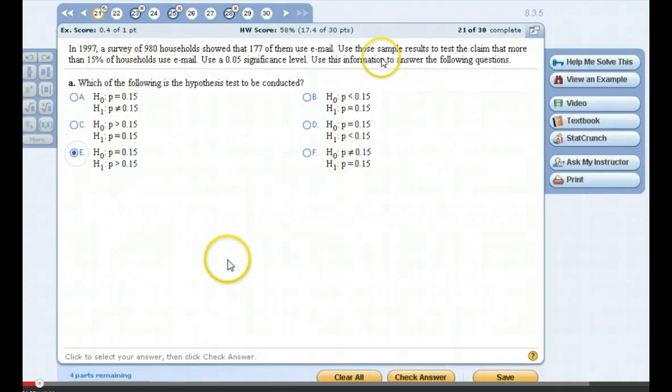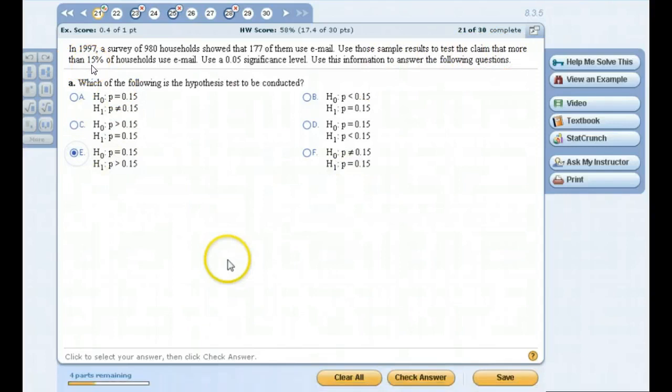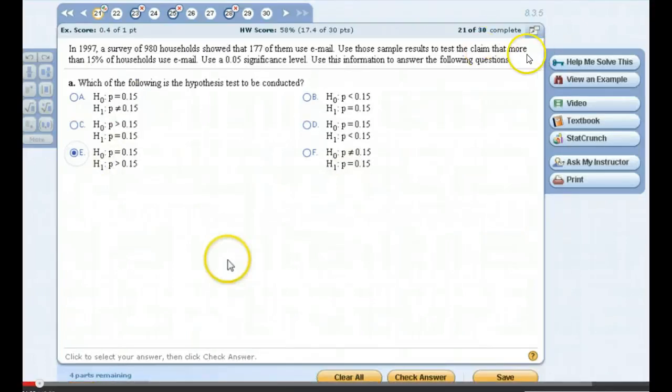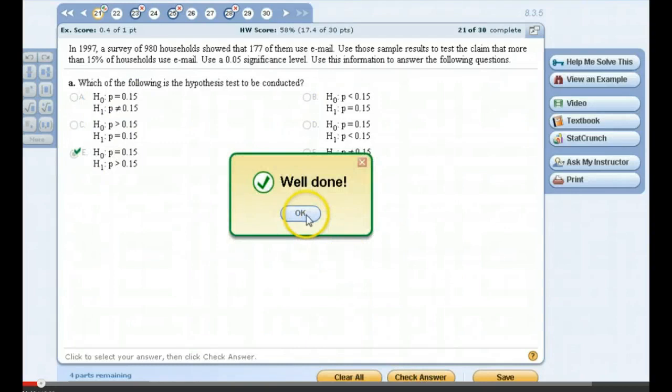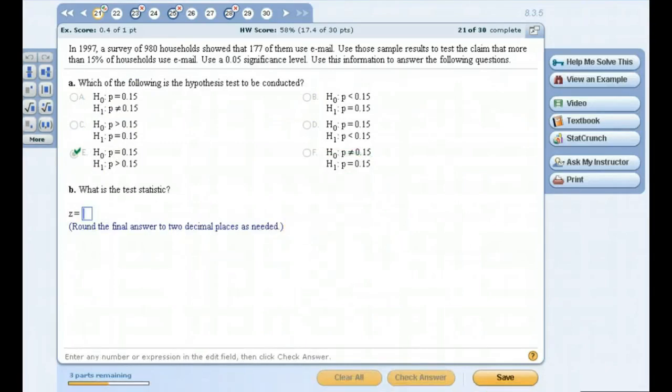But then it says test the claim that more than 15%. That's what we're wanting to show, or that's what the alternate hypothesis needs to be. So the alternate symbol has to be a greater than symbol. Okay, so this is the only one, E, that has a greater than symbol here. So that's the one we'll pick to be our setup. Alright, what's the test statistic?